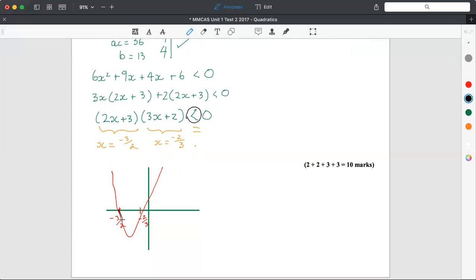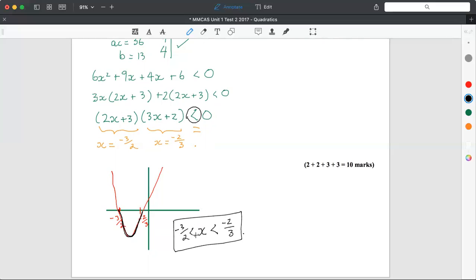So let me highlight all that bit. That's all this bit down here. So the way we write that is the function is negative, or the graph is negative, let's say, when your x values are greater than negative 3 on 2, but less than negative 2 on 3. And that's how you would write it, using what we call set notation.